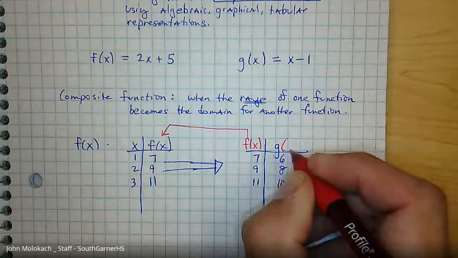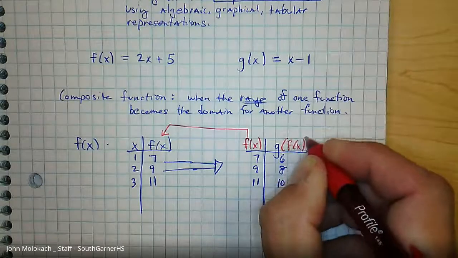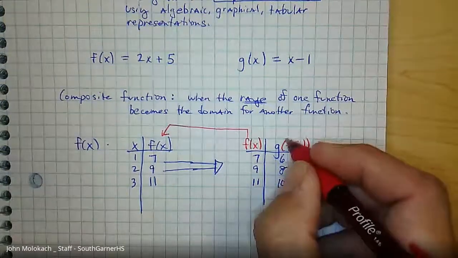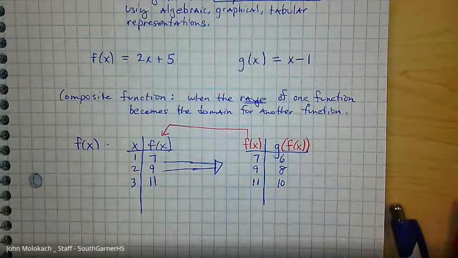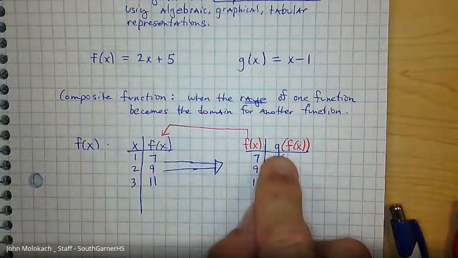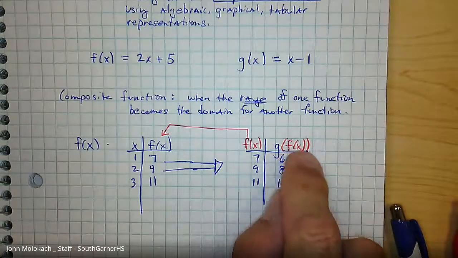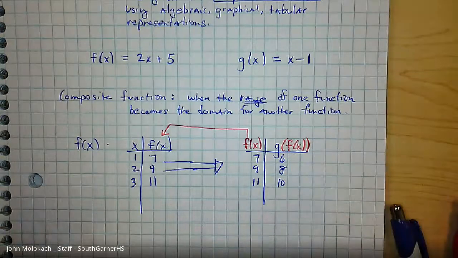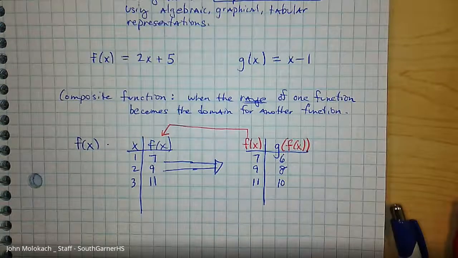So this is actually called g of f of x. G of f of x. And this is what the notation looks like for a composite function. You would say g of f of x. Now, can we do f of g of x? Yes, we sure can. We can do that.